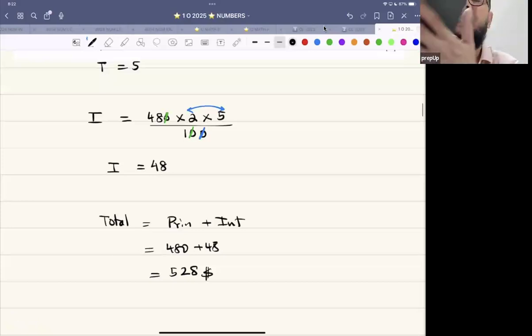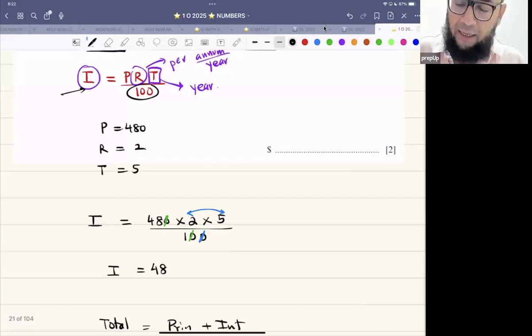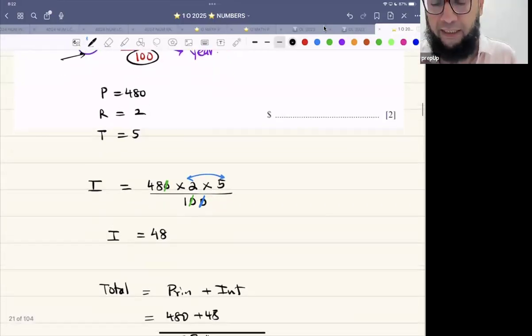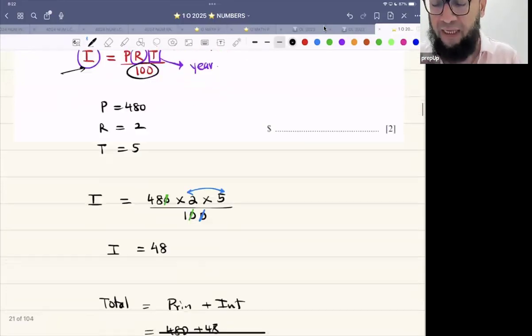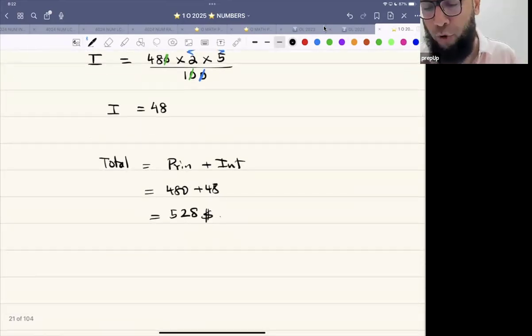All good, all clear? Let me just check. That I'm not debating right now. Is it a long method or not a long method? That is the most basic formula that you use. PRT over 100, just multiply that out. And it's for 5 years. And everything is there. And then you add the principal amount to the interest.